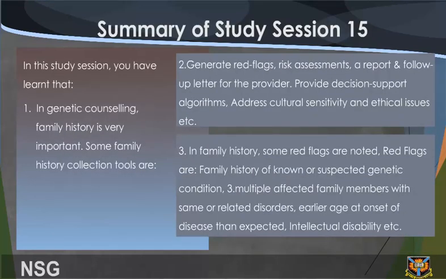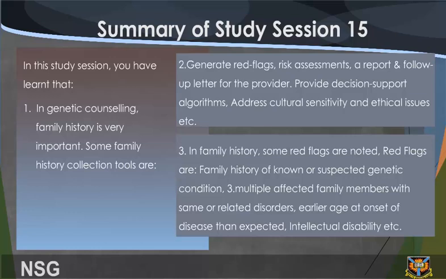Summary. In this study session, you have learned that 1. In genetic counseling, family history is very important. 2. Generate red flags, risk assessment, a report and follow-up letter for the provider. Provide decision support algorithms. Address cultural sensitivity and ethical issues, etc.